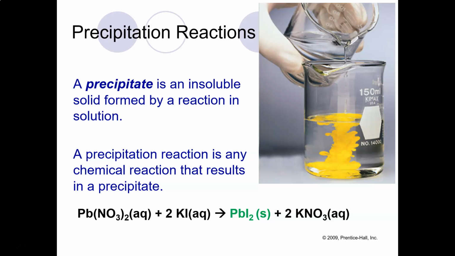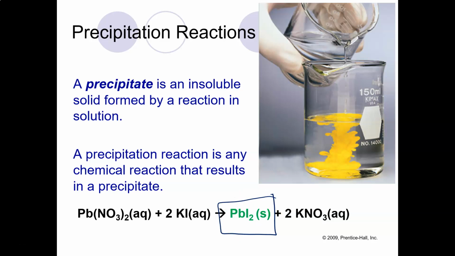Okay, so we make a reaction that's aqueous, and one of our products is a solid. In this one, lead(II) nitrate is mixed with potassium iodide. Both of them are aqueous. And then we make two products, and one of them is lead(II) iodide, which has an (s) after it, and the other one is potassium nitrate, which is aqueous. So this is the precipitate.